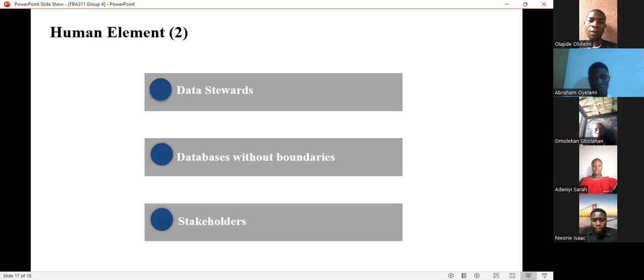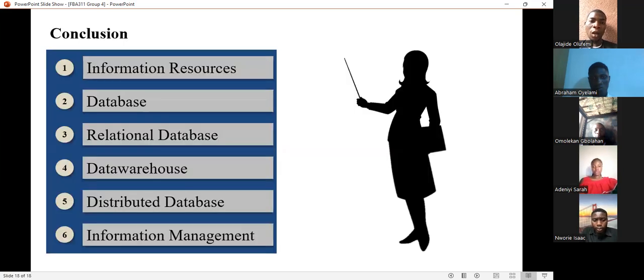And that will be all on data and data warehouse. Looking at the table of contents, we've treated information resources, database, relational database, data warehouse, distributed database, and lastly information management. Thank you very much for listening.